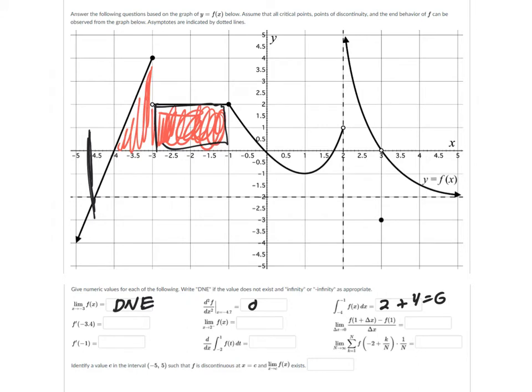Okay, next we want to find the first derivative, so f prime at -3.4. -3.4 is about right here. f prime just means we want the slope at that point, so that's not too bad. All we can do is pick 2 points along that line and find the slope. So I'm going to pick this point right here at the top in blue, and then this point right here at the origin.